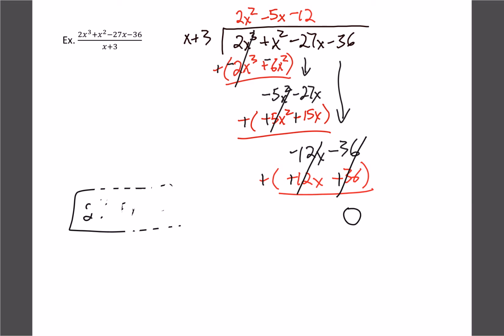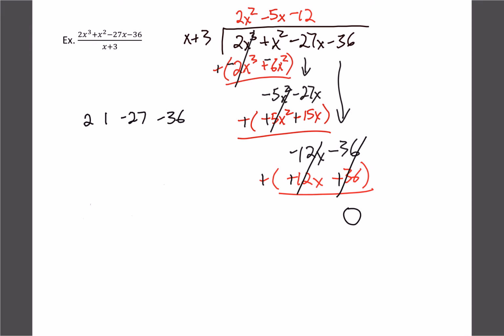What we do is set it up so we only worry about the coefficients, because that's really all we're dealing with each time. We know it's going x cubed, x squared, x, and all the way down. So we write the question again with just the front coefficients: a 2 for the 2x cubed, a 1 for the x squared, minus 27, and minus 36.